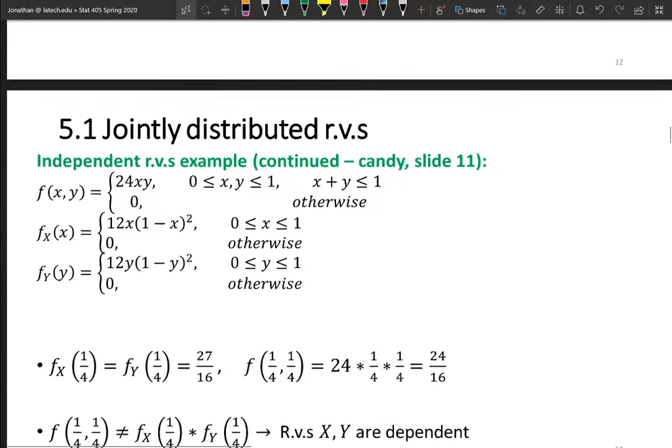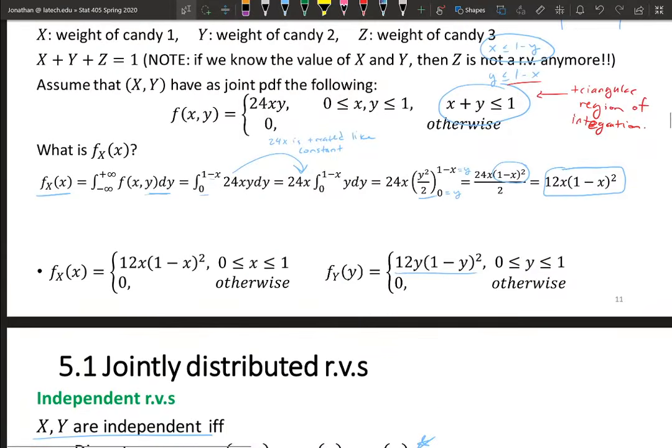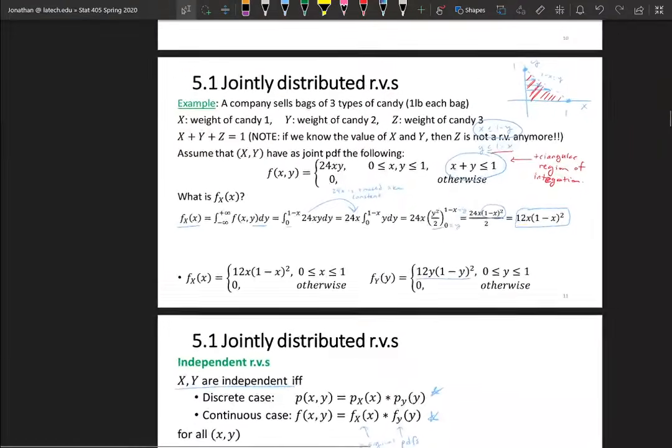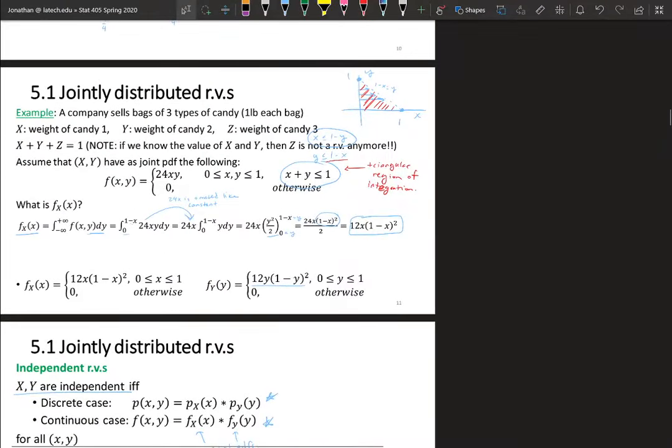You know what, it's bugging me a little bit. I'm going to go back up here and do that f sub y integral just to show you how we have the bounds set up. So basically, this region can be described as y going from 0 to 1 minus x, and then x would range from 0 to 1. And that would represent the triangular region.